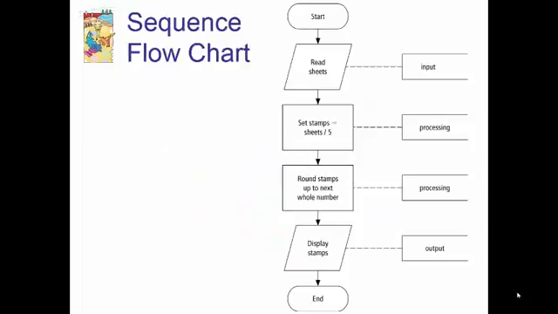You can see, again, the sequence of our flowchart has a start at the top, it goes down to read sheets, it goes down to set the stamps, it goes down to round the stamps up to the next whole number, then it displays the number of stamps, and then it ends. There's no looping in here, there's no decisions that need to be made. It's a straightforward program.